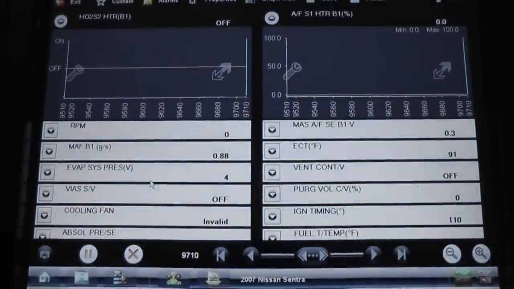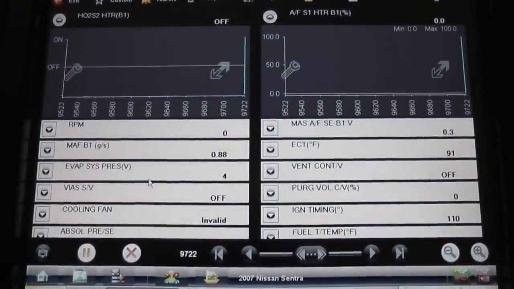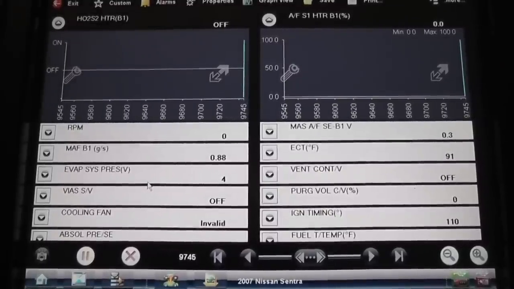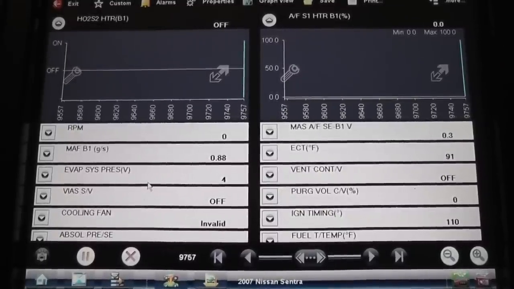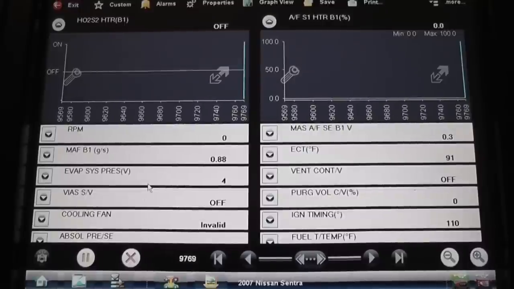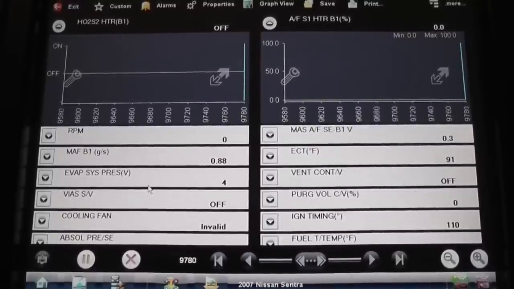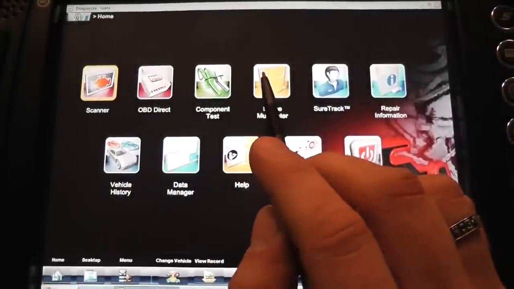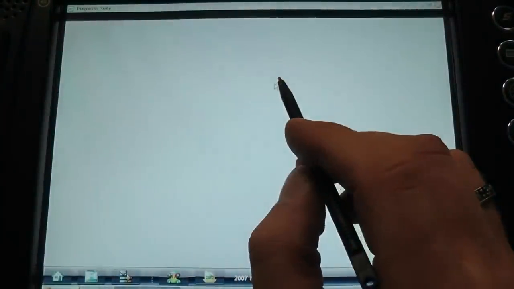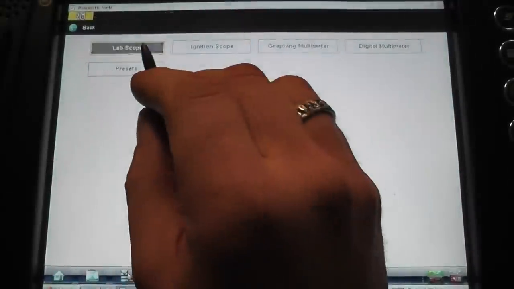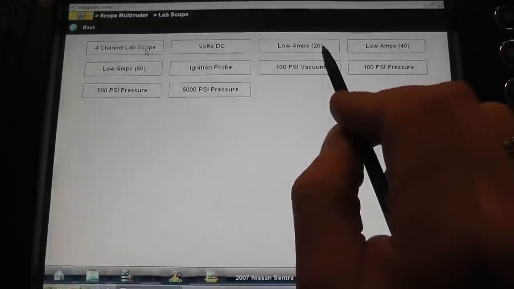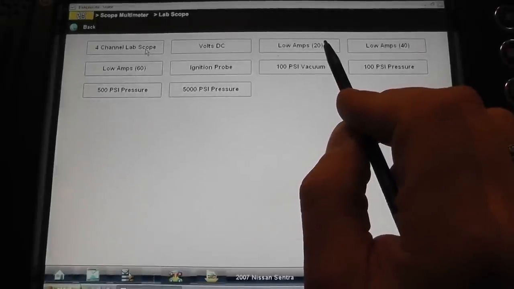So I still want to look at this, and to look at this, this is hard to do. I'll explain to you what I'm doing at another point in time, but I want to look at both the... Well, we'll just bounce back and forth for now. I won't make this complicated. I'm going to go to the scope. And what I want to see is the waveform itself. So I'm going to go to my lab scope. I'm going to go to my low amp 20. Does that make sense? That's the tool I'm using.